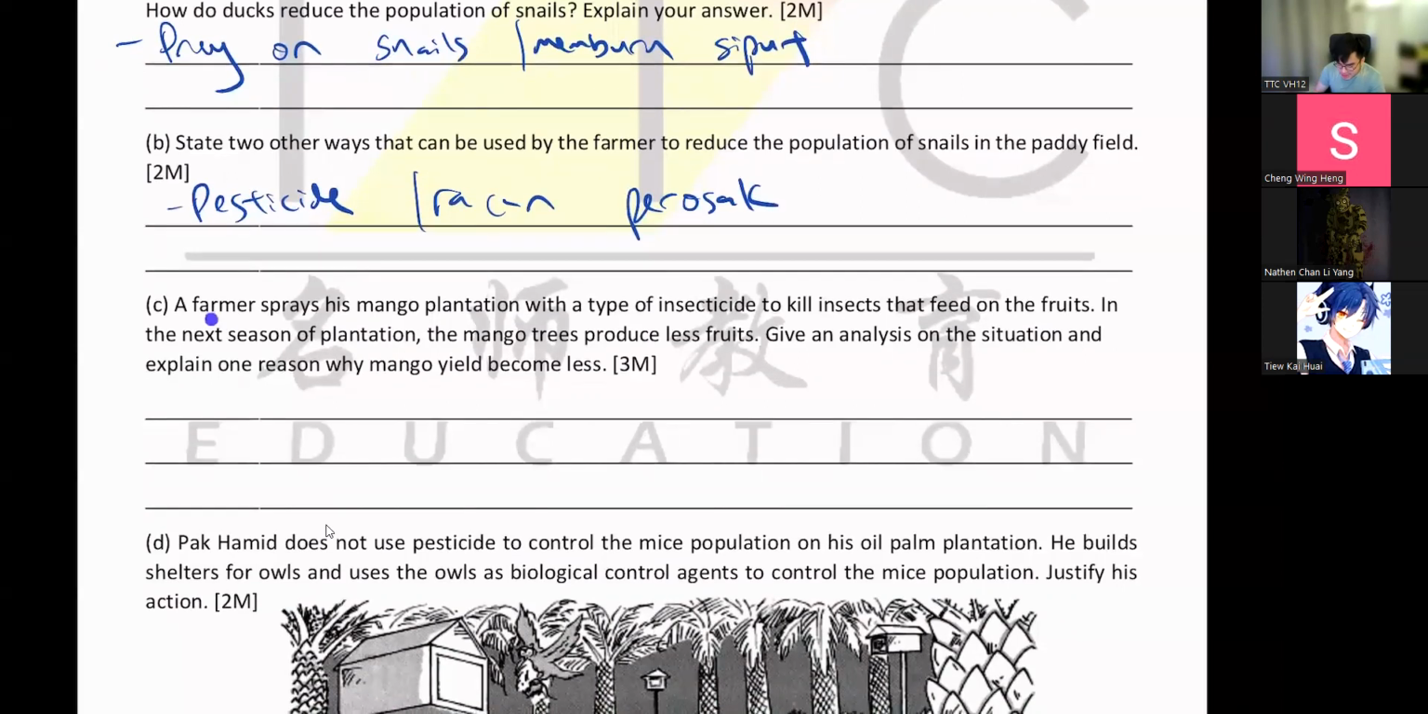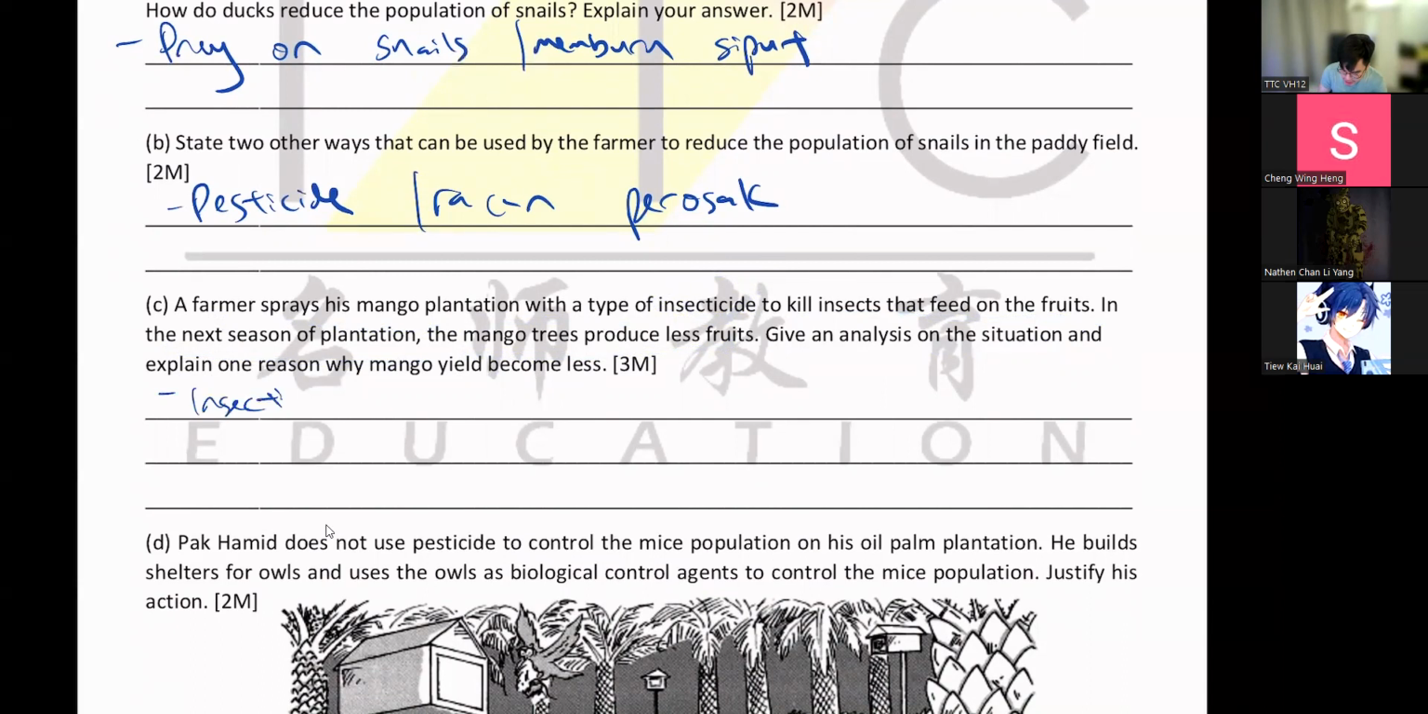Right, so C, a farmer sprays his mango plantation with a type of insecticide. Okay, this is also pesticide to kill insects that feed on the food. In the next season of plantation, the mango produces less fruit. Well, because it's poison. Give an analysis of the situation and explain one reason why the mango yield becomes less.